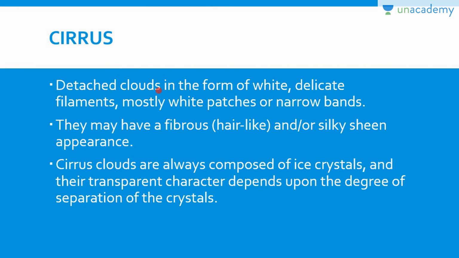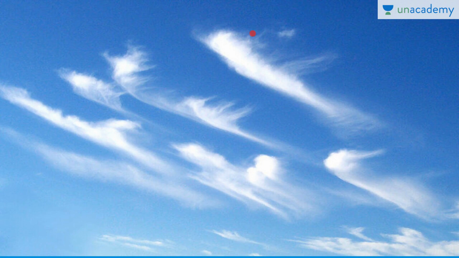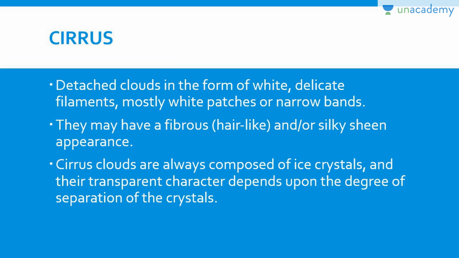The first one is cirrus. These are high clouds. These indicate a fair weather cloud. These are detached clouds in the form of white delicate filaments, white patches or narrow bands. You can see it here. These are in the form of a fibrous or wispy shape, and they are always composed of ice crystals because these are high clouds.